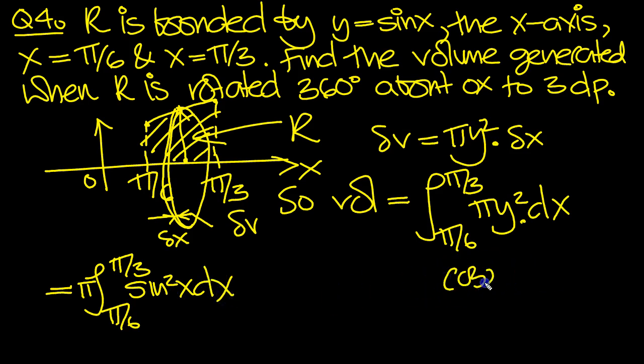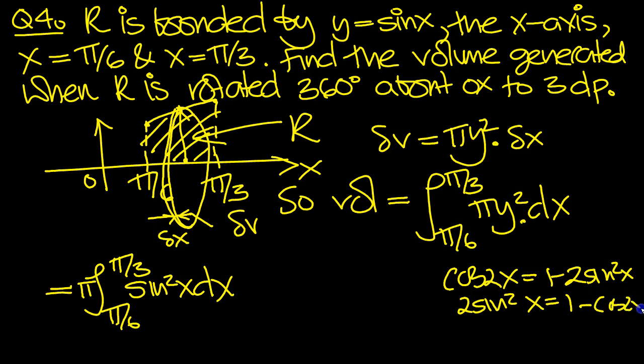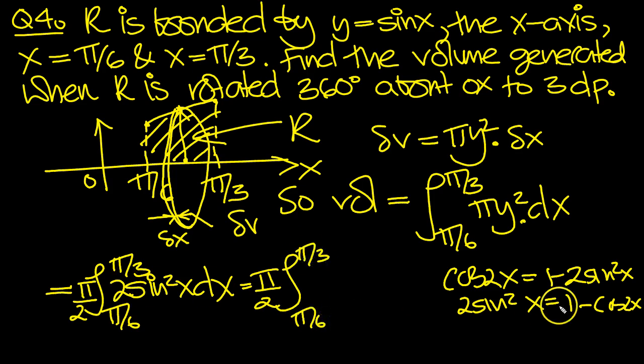We're going to need to use a double angle formula. So cosine 2x, if we remember, is equal to 1 minus 2 sine squared. So move the 2 sine squared over: 2 sine squared x is equal to 1 minus cosine 2x. So it'd be better to put a 2 in here, so I'll put a 2 underneath. 2 over 2 is 1, so I haven't changed anything. And now we can just write pi over 2 times the integral between pi over 6 and pi over 3 of the 2 sine squared, which we can replace by 1 minus cosine 2x.